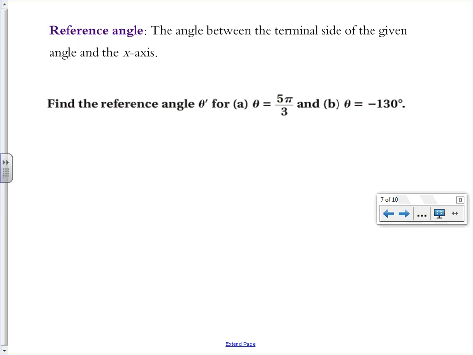If you're just finding reference angles, it might be helpful to picture it on the coordinate plane. So you'll probably see on my answer key that I'm going to sketch a little coordinate plane for these, like for part A.